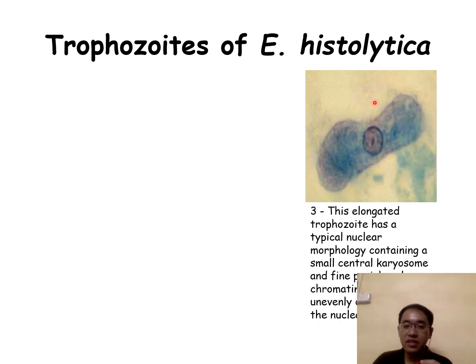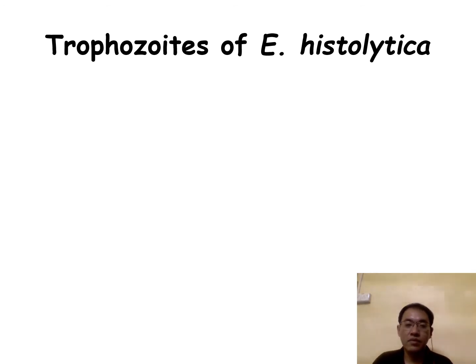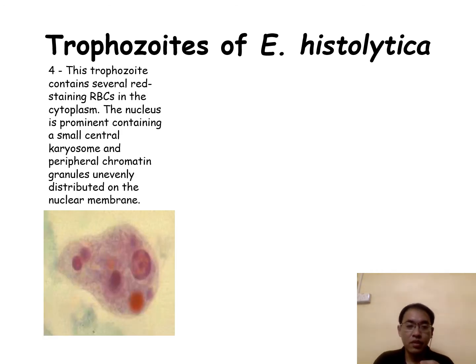Okay, this is a stained trophozoite. We can see the irregular shape of the trophozoites and a clear nucleus and the central karyosome surrounded by the peripheral chromatin. And I think this stain is trichrome stain, a three-color stain. Okay, this is also a trichrome stain specimen. We can see the trophozoites represented and the nucleus is appreciated.